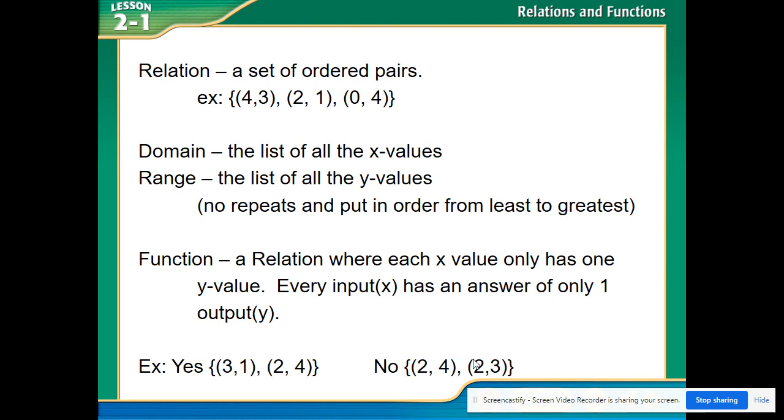It's got to be only one possibility. I got to know the answer. I put 2 in, it's 4. 2, and it's, oh wait, it's 3 or 4? I can't have that. Over here it's 2 equals 4 and 3 equals 1. I need to know what the answer is in order for it to be a function.